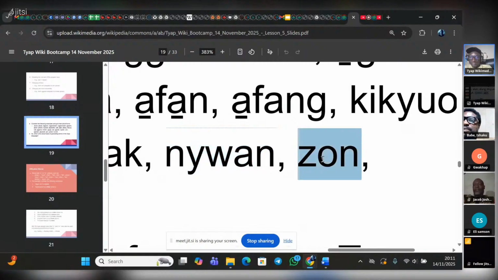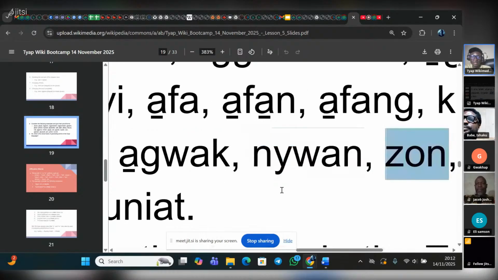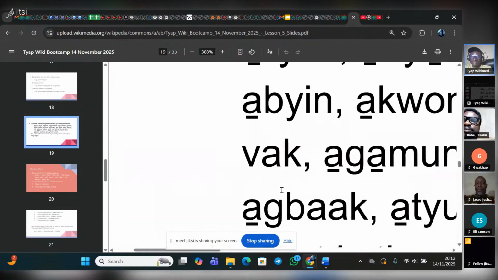So for this very word, I pronounced it. Okay, don't worry, I'll tell you about it. You can still repeat it. Zonji, okay, then Zonji, plural. Okay, that's plural. Then this very word now.